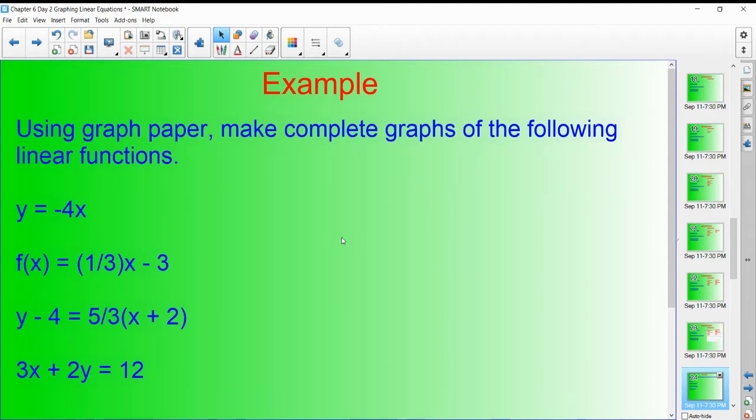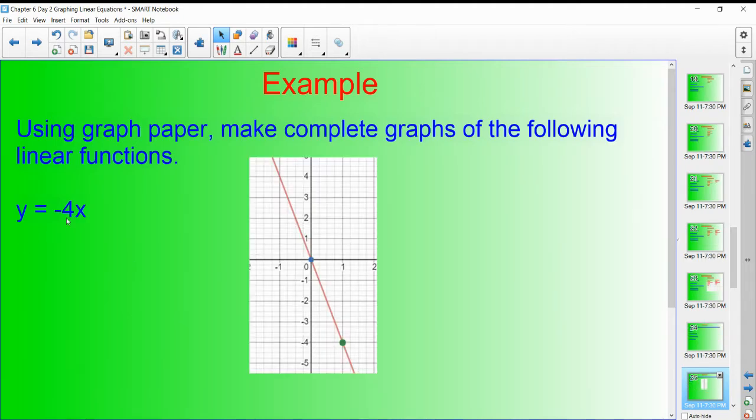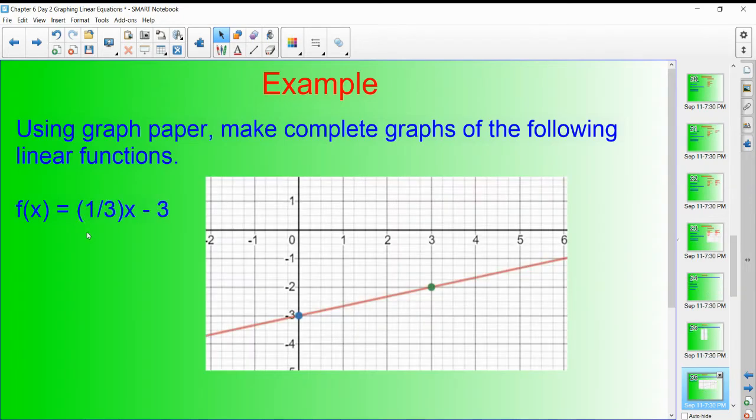Okay, so here come the answers. Let's start with the first one, y equals negative 4x. This is really negative 4x plus 0, so my y-intercept is 0. I go down 4 to the right 1, and I can graph that. This one is in slope-intercept form. This one, another one, slope-intercept form. Start at a y-intercept of negative 3, go up 1 to the right 3. Got a positive slope, which means it's going up to the right. Straight line, labels, should put arrows on it, make it look accurate.